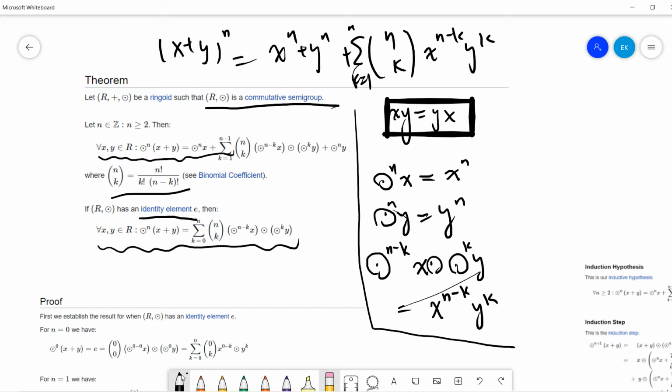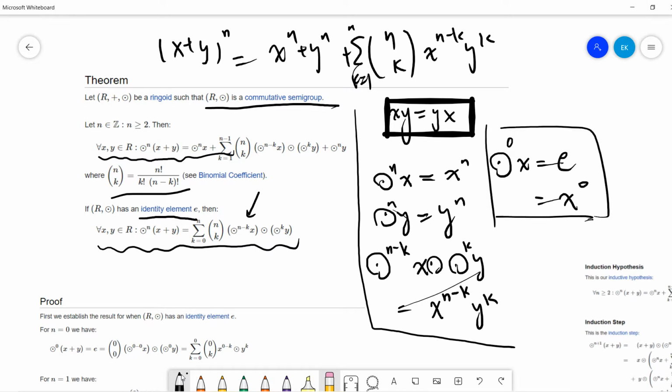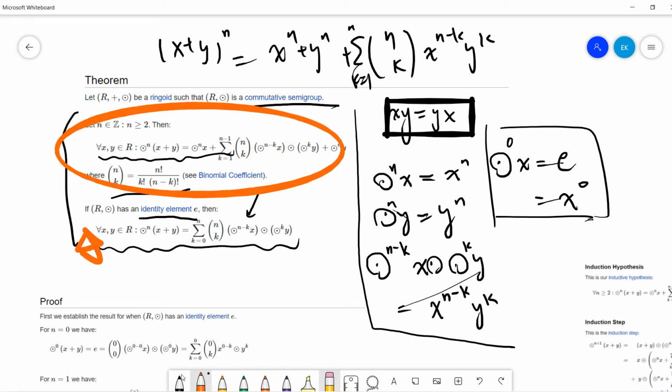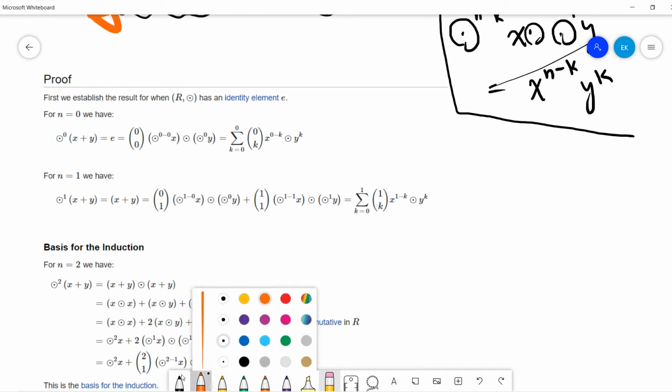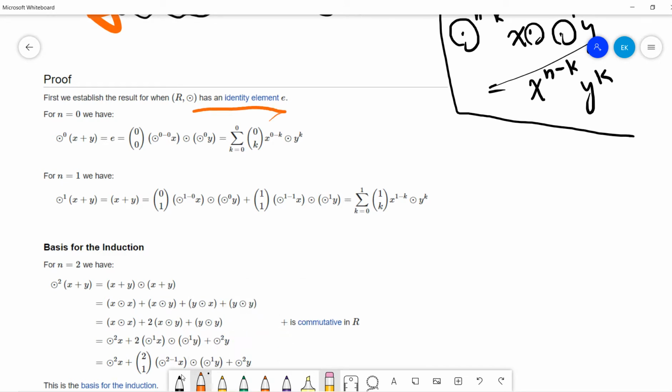If there's an identity element, then we have this, right? Because now you need to define, you need to have this. So we are trying to prove these two. But basically, if you prove this one, then you have this.